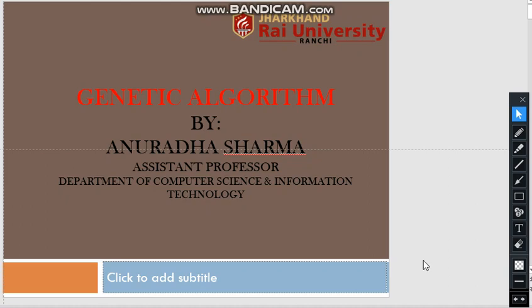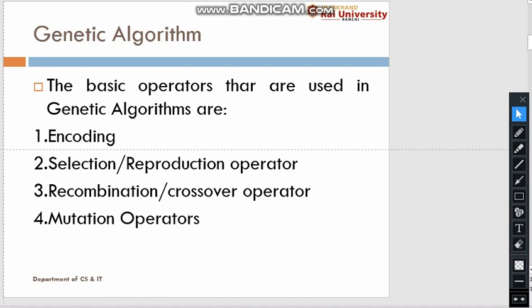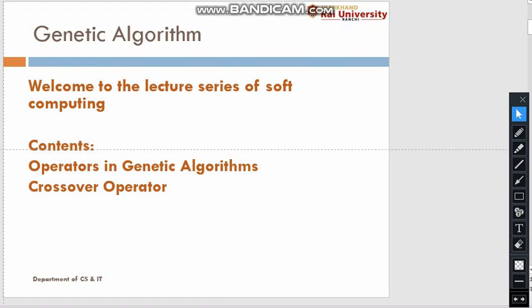In soft computing, we are learning about genetic algorithm. There are various operators that we use in genetic algorithm, and they are the encoding operator, selection or reproduction operator, recombination or crossover operator, and the mutation operator. In my previous lecture, I have already discussed the encoding operator and the selection operator. In today's lecture, I am going to discuss the crossover operator.